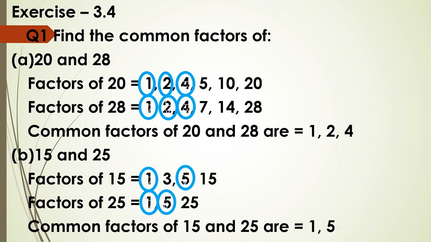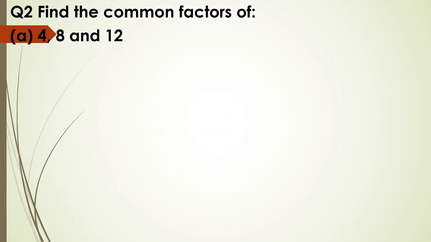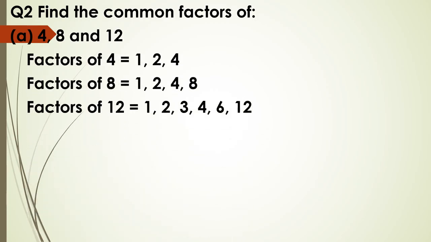Find the common factors of 4, 8 and 12. In the first question, 2 numbers are there. In second, there are 3 numbers. So it will not make any change. Procedure will remain same. First of all, you have to find out the factors of 4: 1, 2 and 4. Factors of 8: 1, 2, 4 and 8. Factors of 12: 1, 2, 3, 4, 6 and 12.